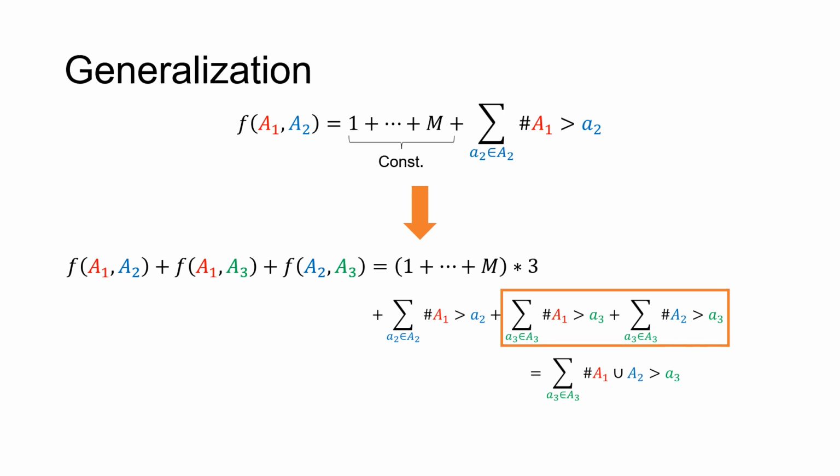Now, let's consider adding up the functions from A1 to A3. We can combine the last two terms because they both use A3 elements for comparison. This implies that we can reduce the total number of steps required for calculation.